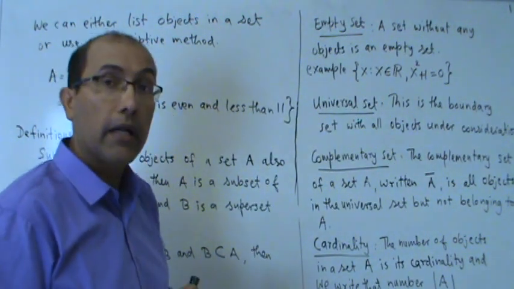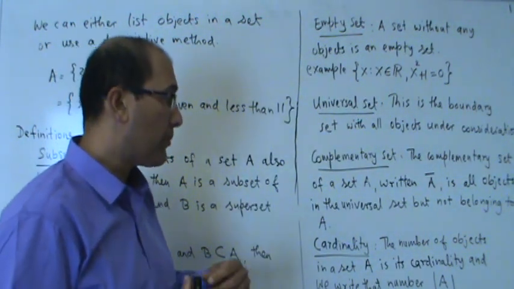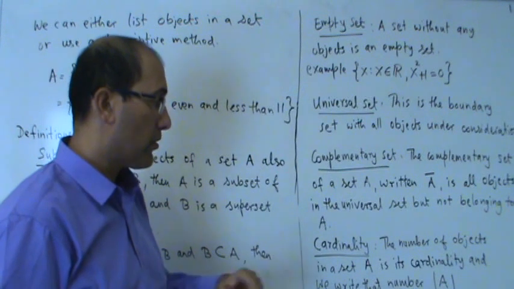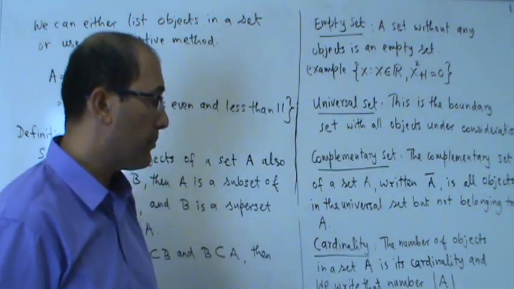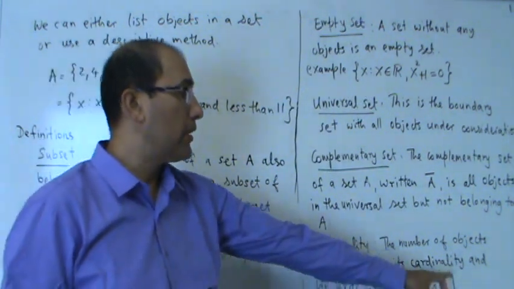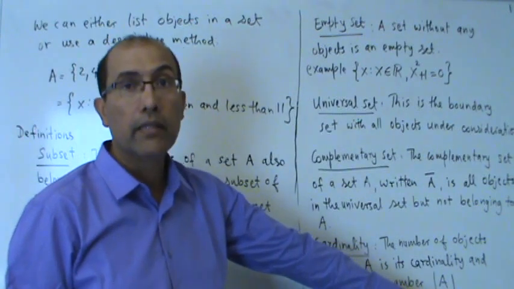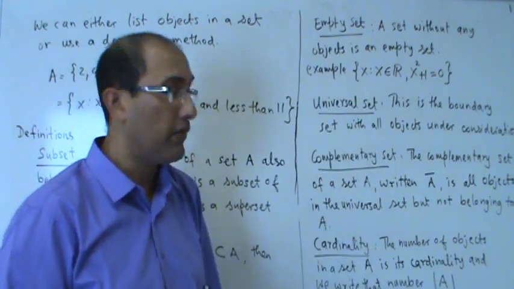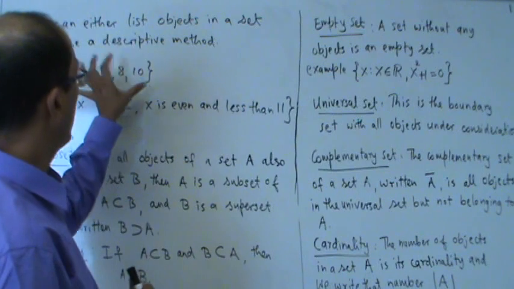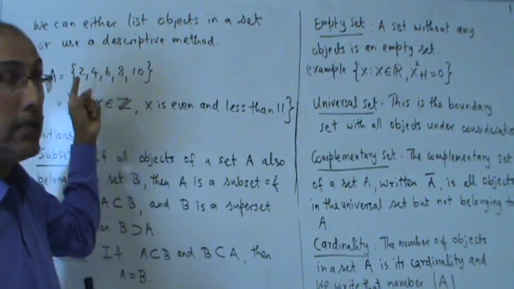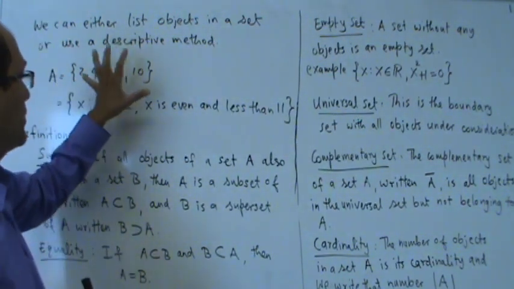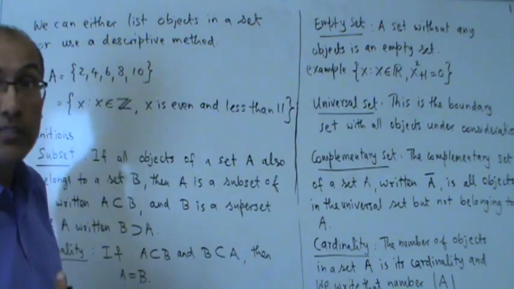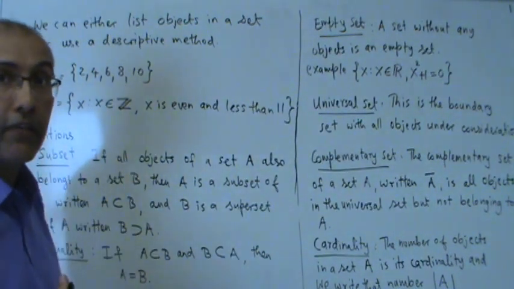And finally, cardinality of a set is the number of objects in a set. So cardinality is the number, and we write it with two bars like this, and that's the cardinality of a set A. So for example, if I look at this set here, the cardinality of this set is 5 because it has 5 objects, and therefore the cardinality is 5.